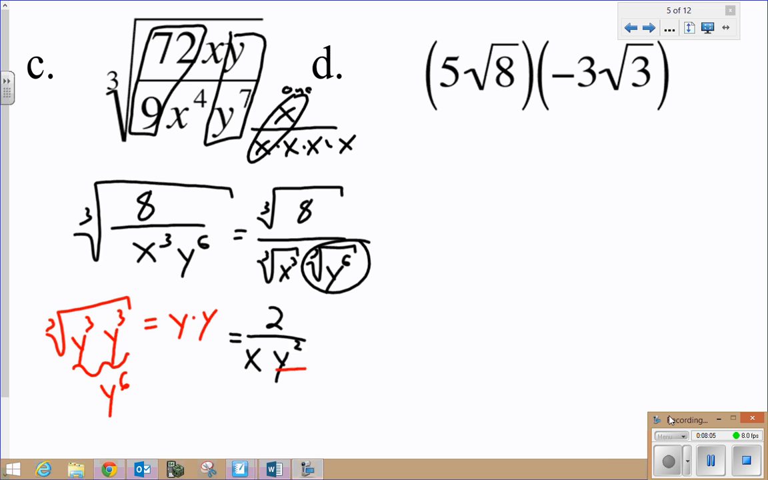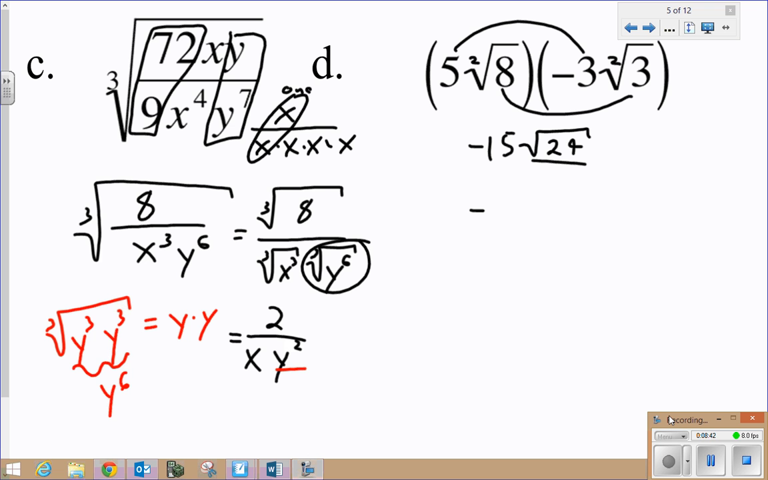All right, so D here, multiplying through. So with radicals, you can multiply coefficients together and you can multiply radicals together. So kind of group like things. So 5 times negative 3, I can multiply together, and I'm going to get negative 15. And because they both have the same index of a 2 here, square root of 8 times the square root of 3 is the square root of 24. So from here, I still want to reduce this.